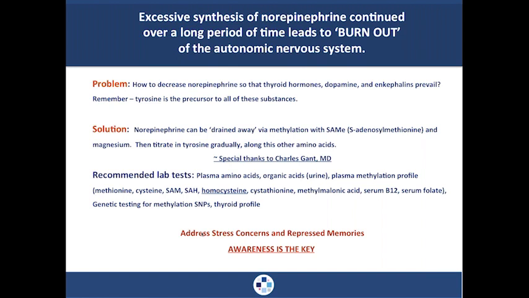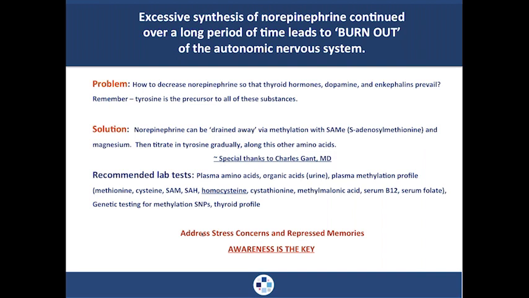So here's the problem. How do we decrease that norepinephrine so that the thyroid hormones, dopamine, which is that reward center, and the enkephalins, which help out with pain, increase? Because remember, the tyrosine is the precursor to all these substances. So the solution here, as listed here, is that norepinephrine can be drained away with proper methylation. Could use SAMe, that's S-adenosylmethionine, and magnesium, and then slowly and gradually titrate tyrosine along with other amino acids.